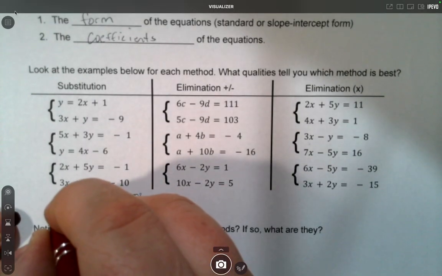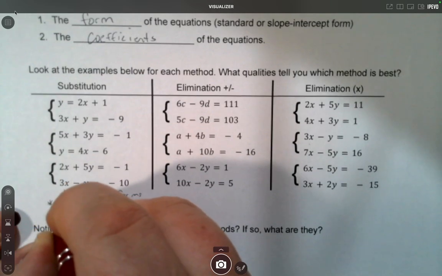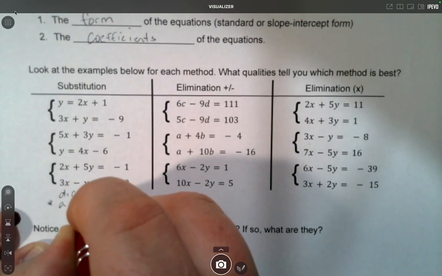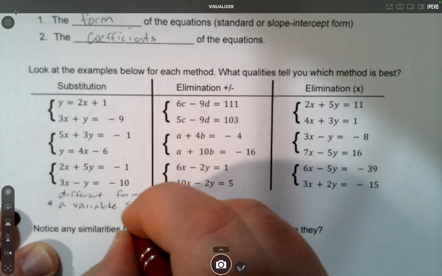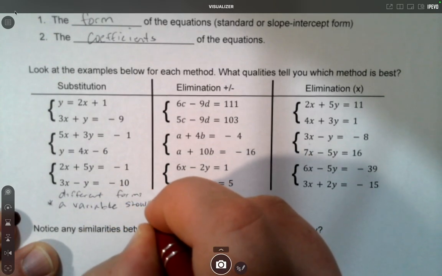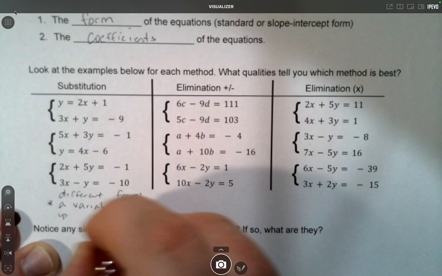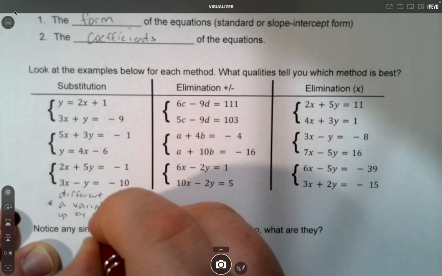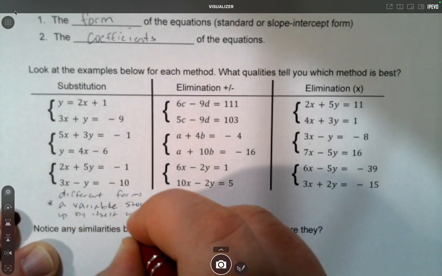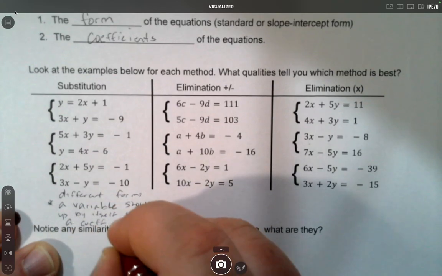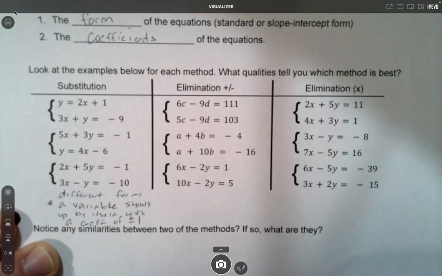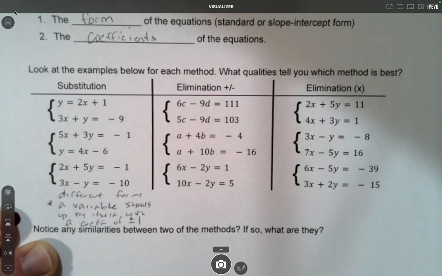So the big key, I'd say, is at least one variable. Sometimes it could show up in both. But a variable shows up by itself with a coefficient of either 1 or -1. So I'm putting plus or minus 1 because it could be +1 or it could be -1, either way.